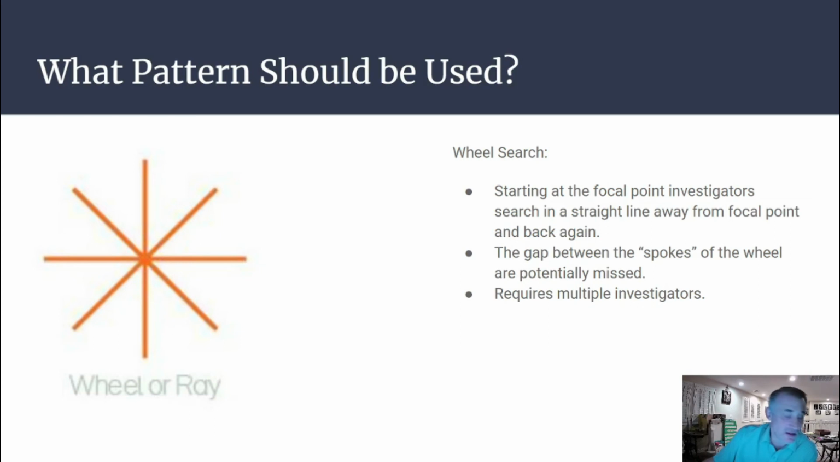But this can work. It's got a few problems. One of them is it's going to usually require multiple investigators. And then here's the big problem. The further away you get from the focal point, you get a larger gap between the two rays, right? So the spokes of the wheel get further away, and there's lots of evidence that could be missed in the middle. Now you can handle that by dividing it up, and you can keep intersecting these over and over again, but it gets a little bit tedious and time consuming as well.